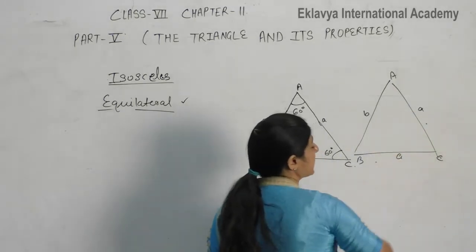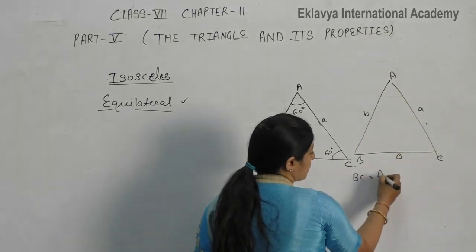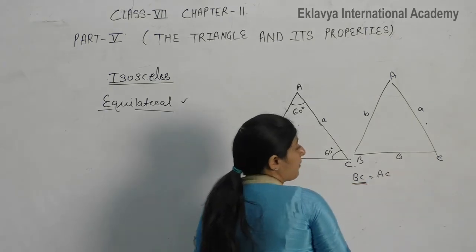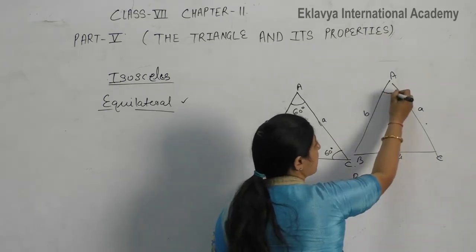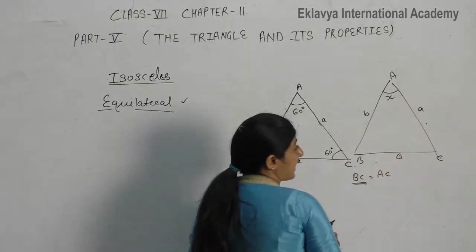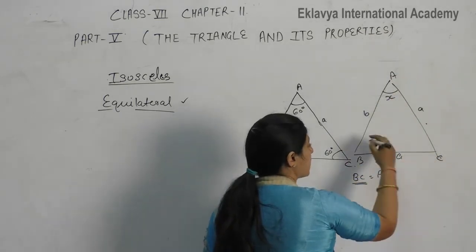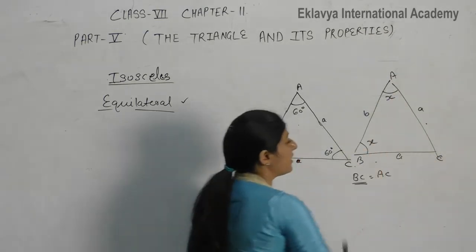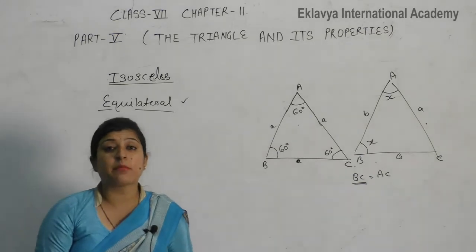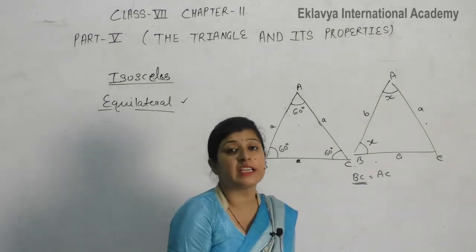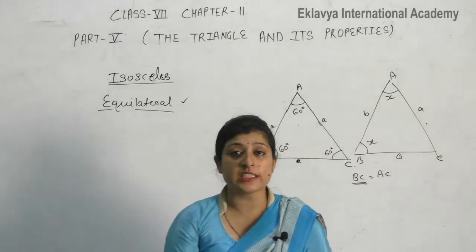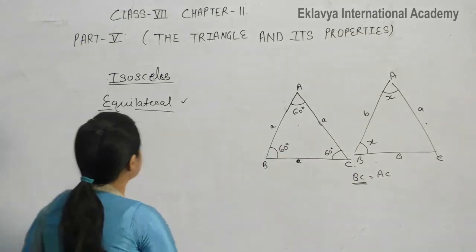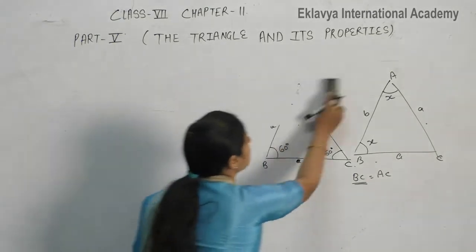BC and AC sides are equal. What is the opposite angle of BC? That is angle A. If this angle is X, then the angle opposite AC is B, and this is also X. So, these are the properties of equilateral triangle and isosceles triangle. Let us discuss some questions related to this.